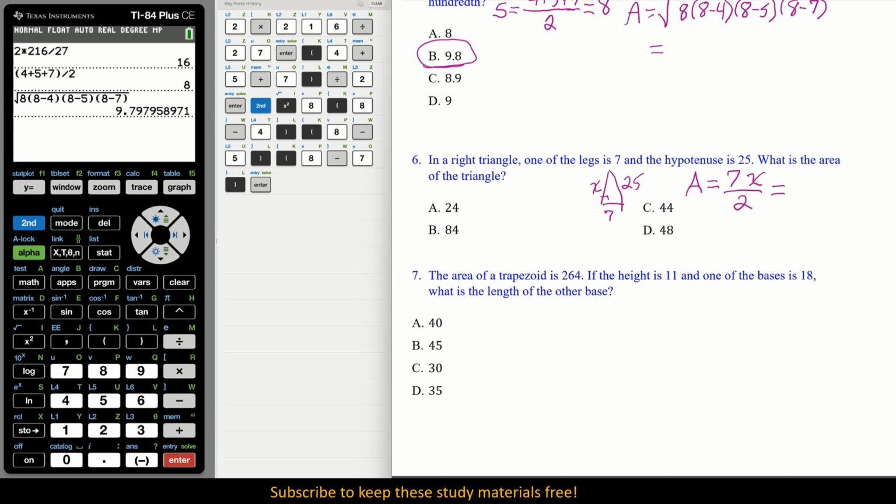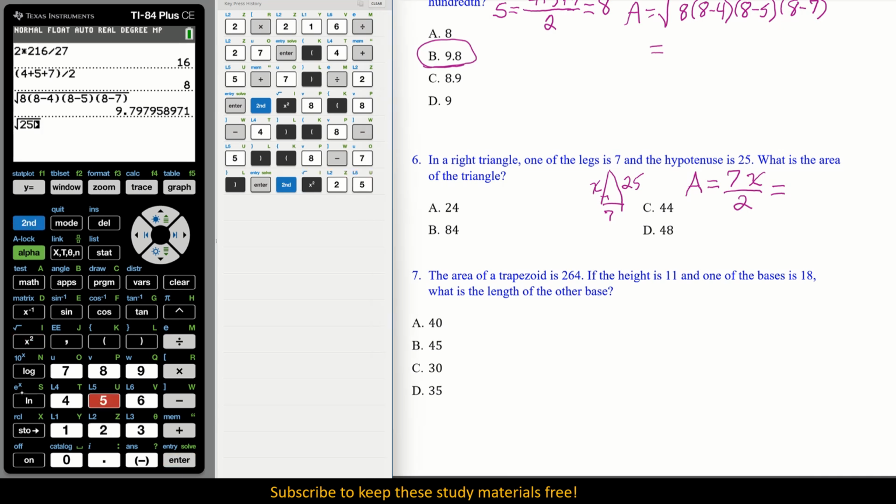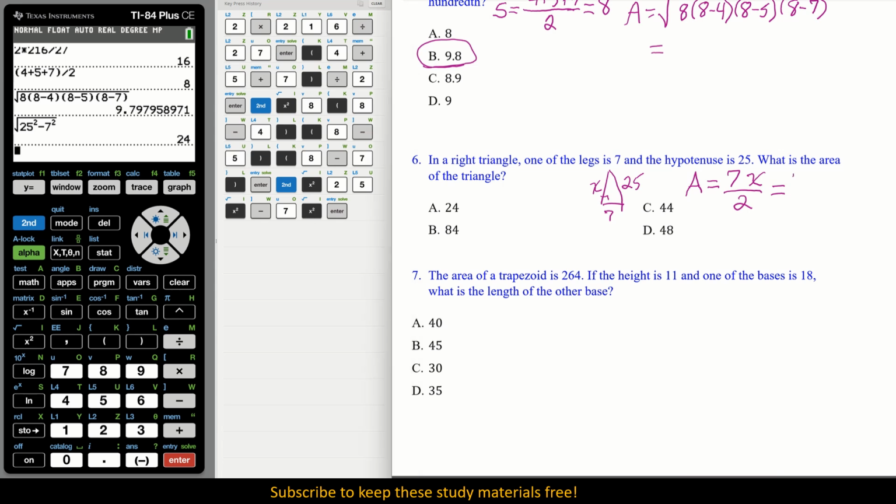So without that x we don't know, there's nothing we can do. Okay, we'll just pop that in the calculator. Second, under the square root, and that would be 25 squared minus 7 squared, and push enter, and it's 24.